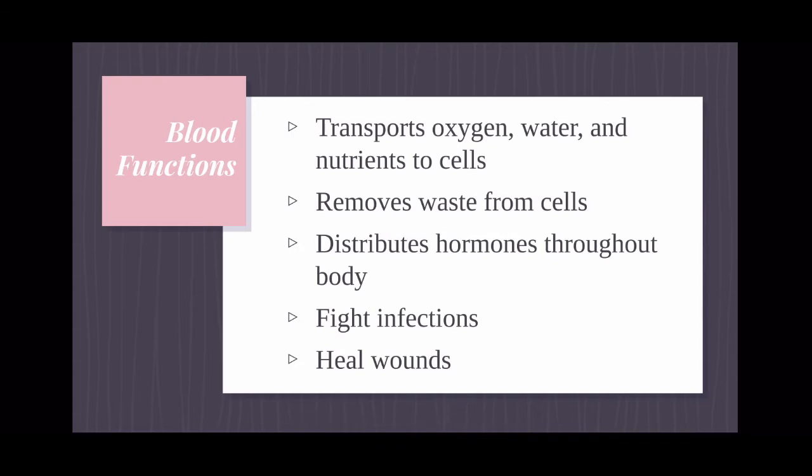The functions of blood, there are 5 of them. So the first one is to transport things. This is how oxygen gets from your lungs to your muscles. It's via your blood. So it transports oxygen. It transports water to different parts of the body that may need it. And it also transports nutrients to various parts of the body. Blood is what takes nutrients from the food you eat that are being absorbed from your digestive system and takes those nutrients elsewhere into the body.